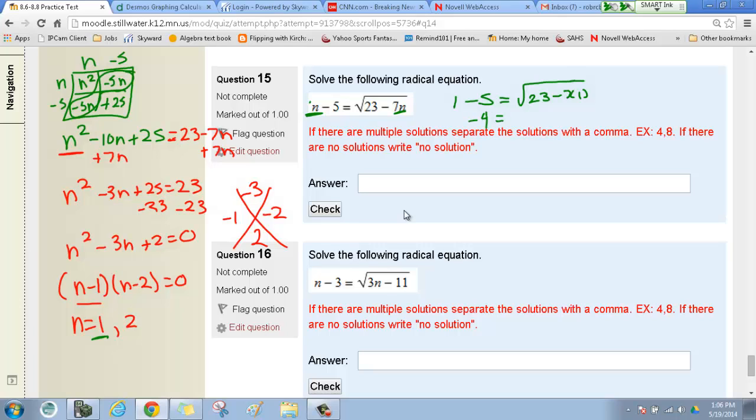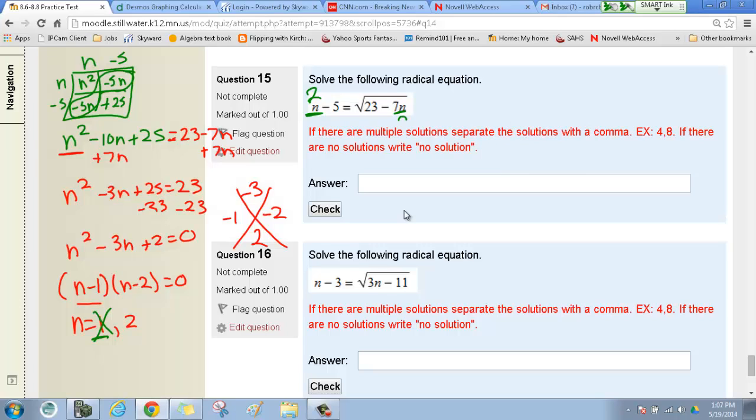Well, 1 minus 5 is negative 4. Let's see if we get the same thing. We got the square root of 23 minus 7. That's equal to the square root of 16, which is equal to 4. Does negative 4 equal 4? No, it does not. So we know that 1 is not a solution. Now let's try 2. Let's try the same thing with our 2.